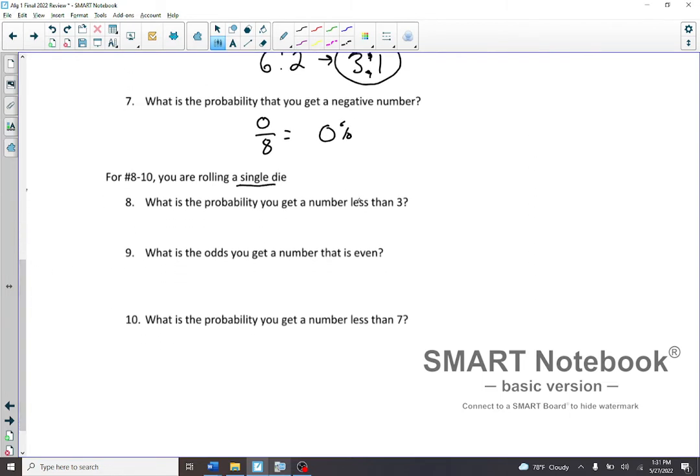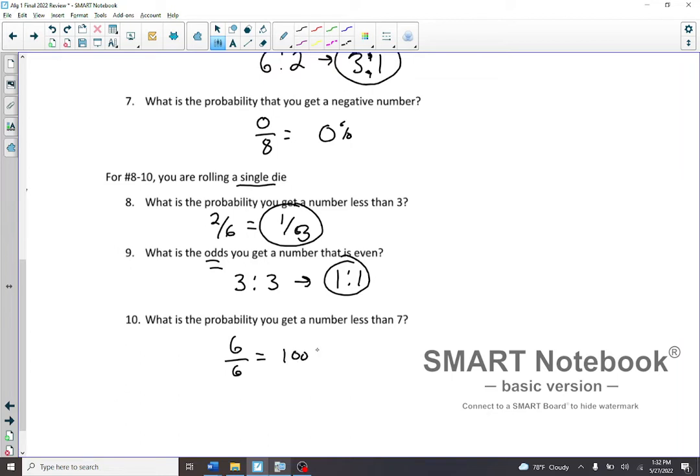Rolling a single die, so 1 die. What's the probability you get a number less than 3? There are going to be 2 numbers less than 3 on a die, over 6 in total, so that's 1 over 3. What are the odds you get a number that's even? There are 3 even numbers to 3 odd numbers, which means it should be 1 to 1. Again, that's how your answer is going to look on the multiple choice. What's the probability you get a number less than 7? Because every number is less than 7, that's 6 over 6, which is 100%.